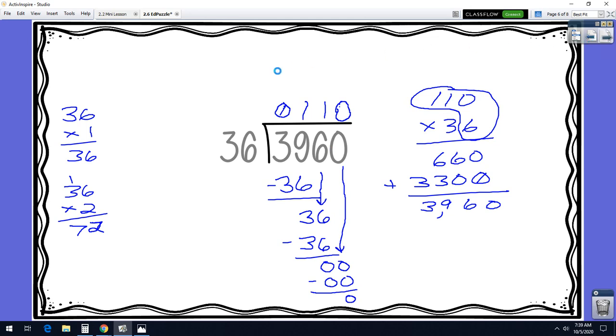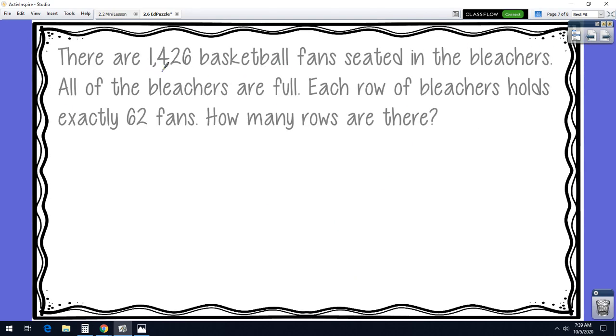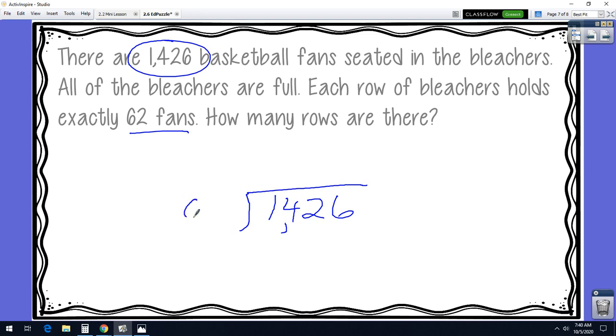Now, here's the very last problem that we're going to do. There were 1,426 basketball fans seated in the bleachers. All the bleachers are full. Each row of bleachers holds 62 fans. So we have 1,426 people, and we are breaking them into chunks of 62. So what would my division problem be? I want to figure out how many rows there are when I group the people in groups of 62. Well, the division problem will be 1,426 people broken into groups of 62 fans.